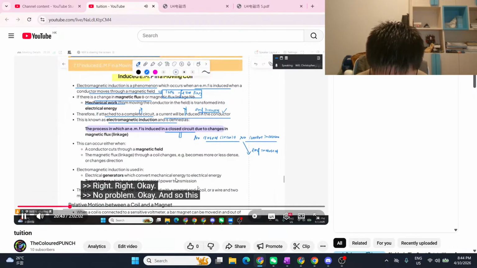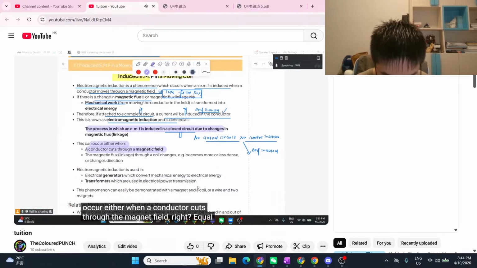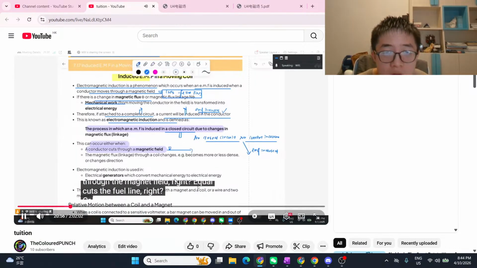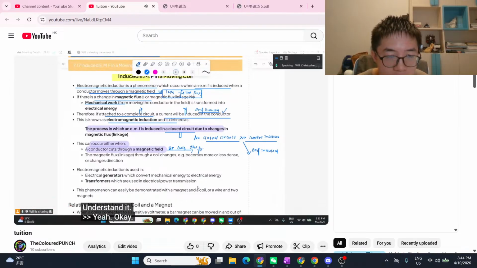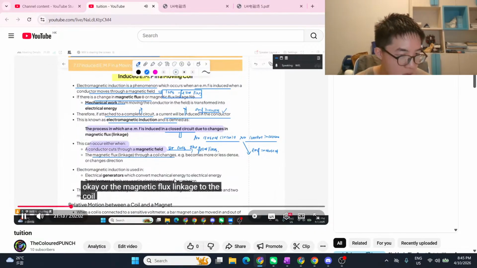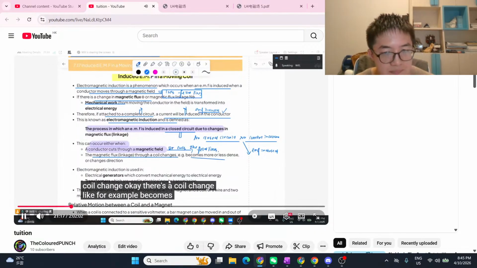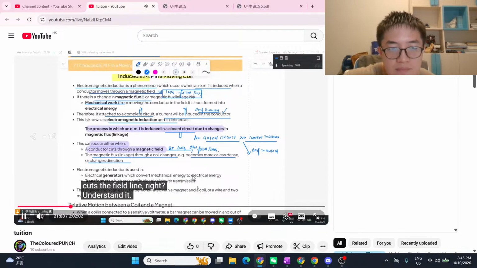Okay, and this also occurs either when a conductor cuts through the magnetic field, right? It cuts the field line. Or the magnetic flux linkage through the coil changes, for example becomes more dense or less dense, right? If there's a change in the magnetic flux, then there will be EMF induced, right?